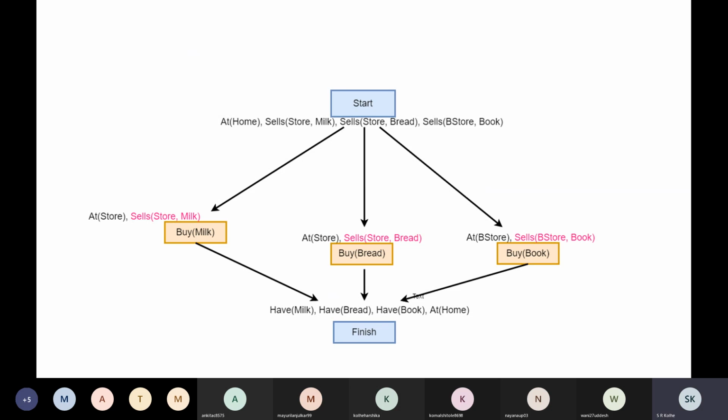Same thing now neatly drawn. This is the partial plan. Added step addition we have done: buy milk, buy bread, buy book. Okay. Up to this point, got the process.